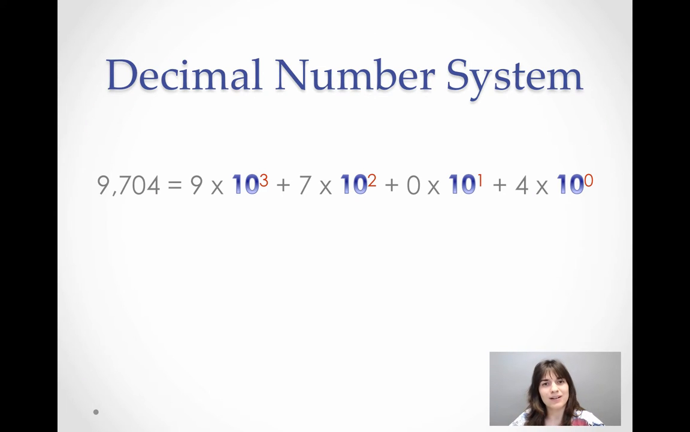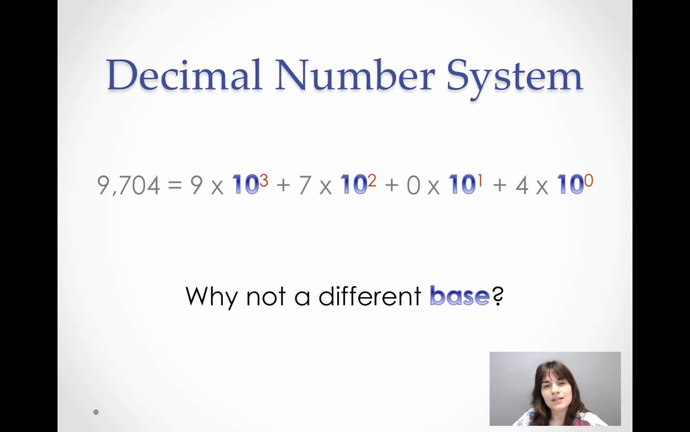Let's remember what we know about the decimal number system. Suppose that we have a number like the one you see on your screen, 9704. How do we write that number using base 10 powers? Powers of 10, in other words. Well, that number is written as 9 times 10 to the power of 3 plus 7 times 10 to the power of 2 plus 0 times 10 to the power of 1 plus 4 times 10 to the power of 0. This is how we make up this number in the decimal number system.